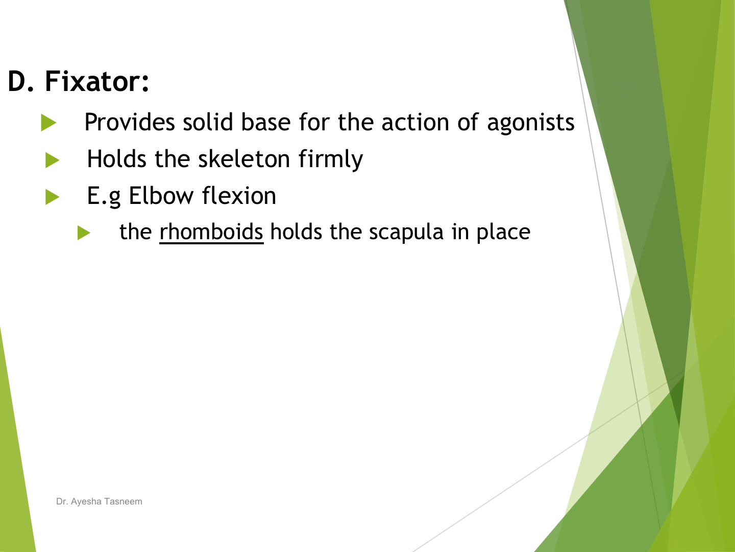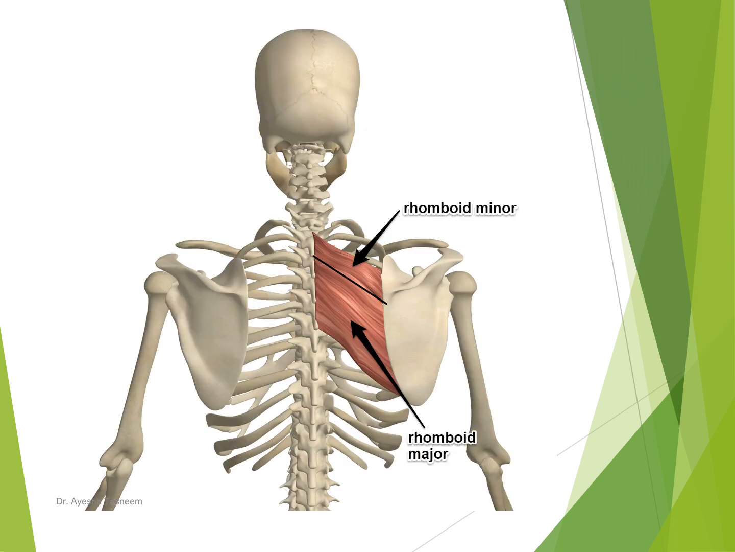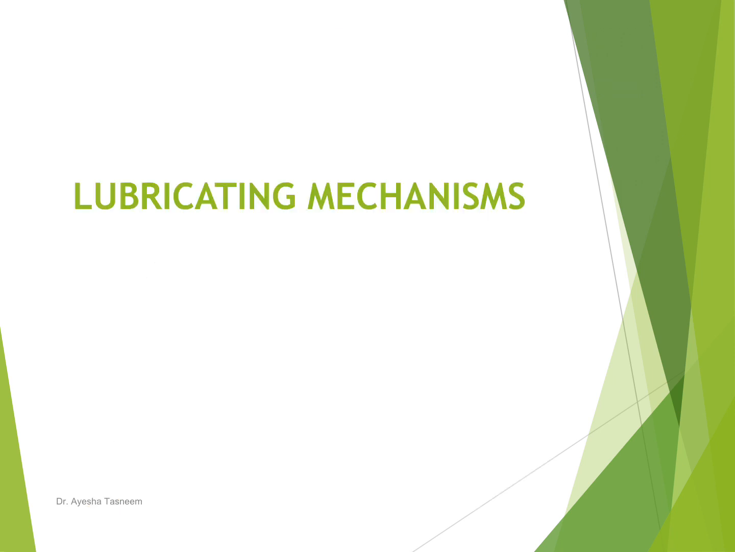Here you can see the rhomboids, minor and major. They hold the scapula in place during this elbow flexion.